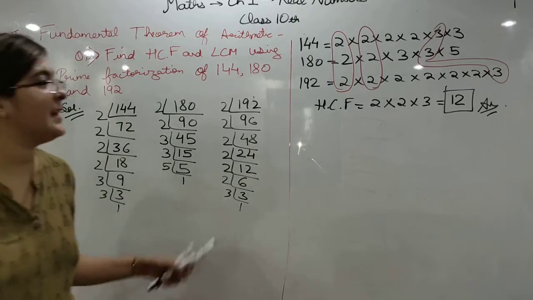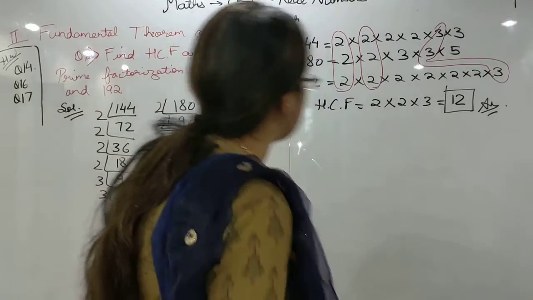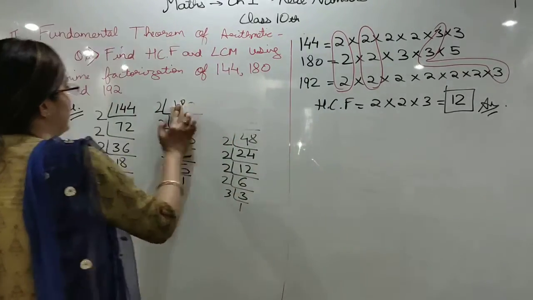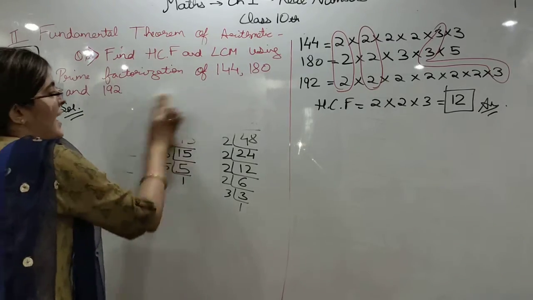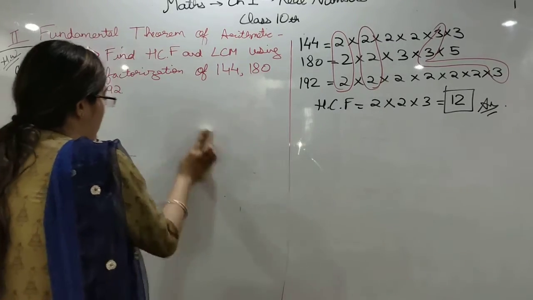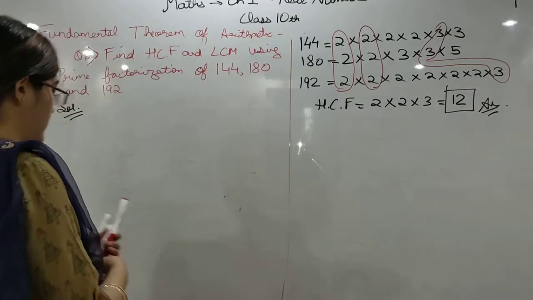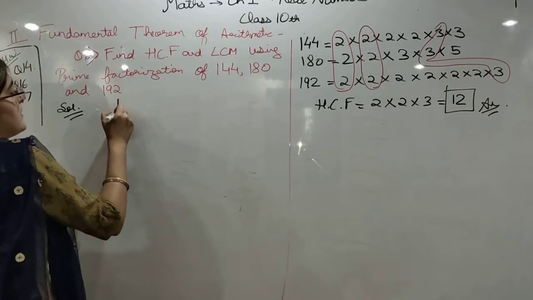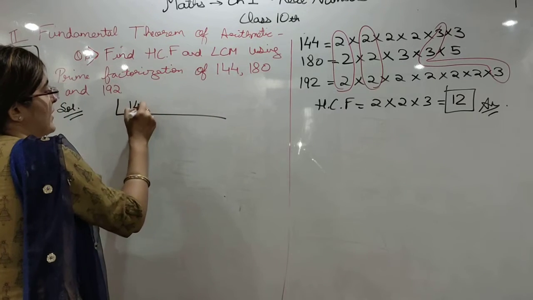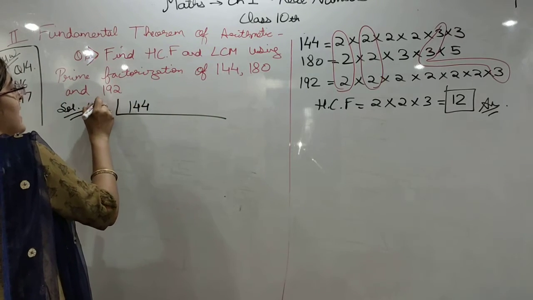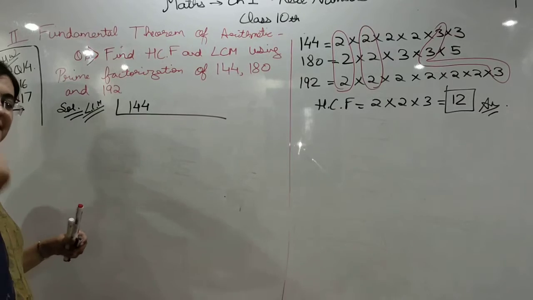Now let's calculate the LCM. We have not calculated the LCM yet. This was our HCF. Now let's see what will be its LCM. The three numbers are 144, 180 and 192. To calculate the LCM, we will prime factorize them together.